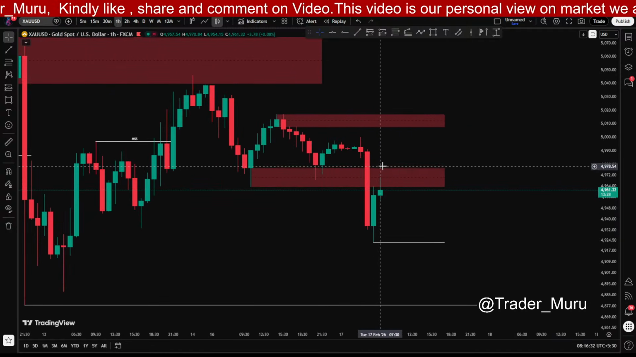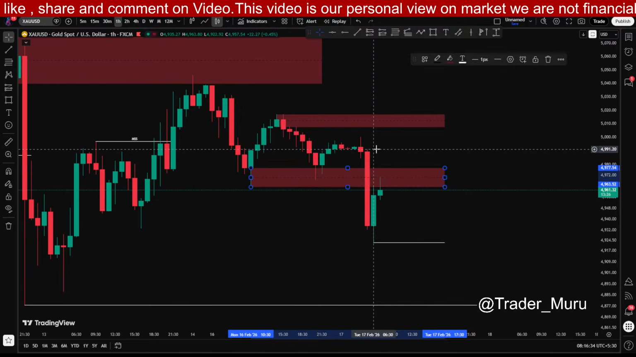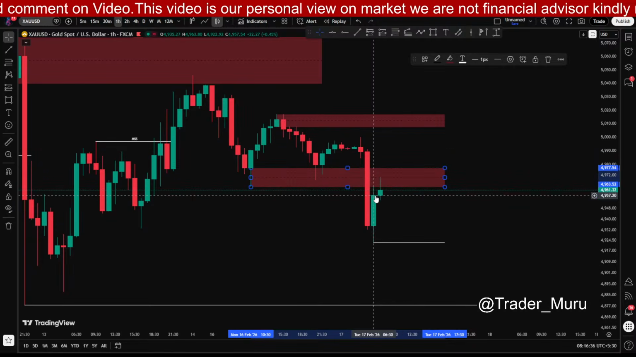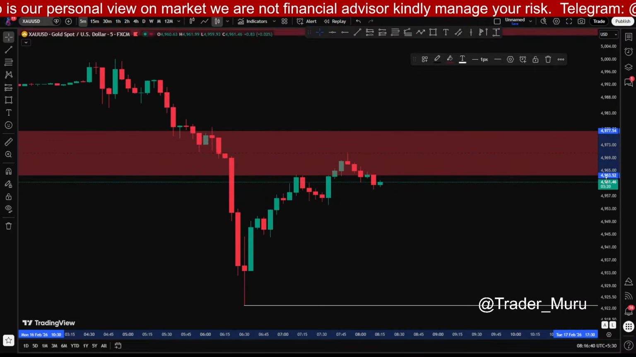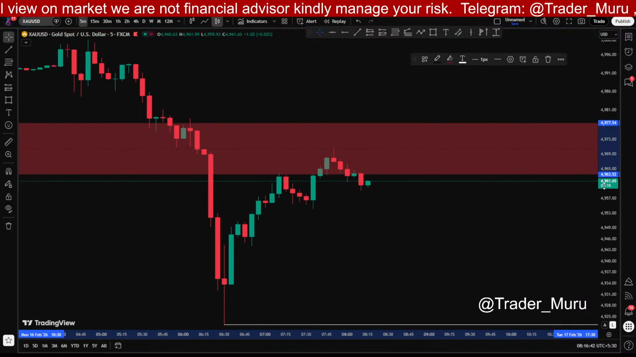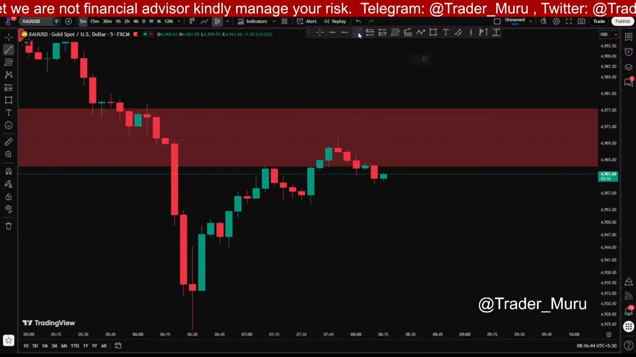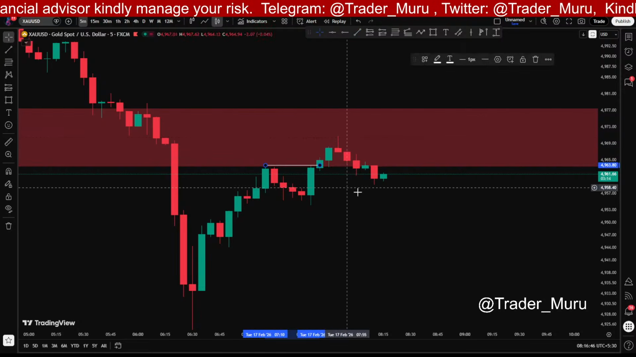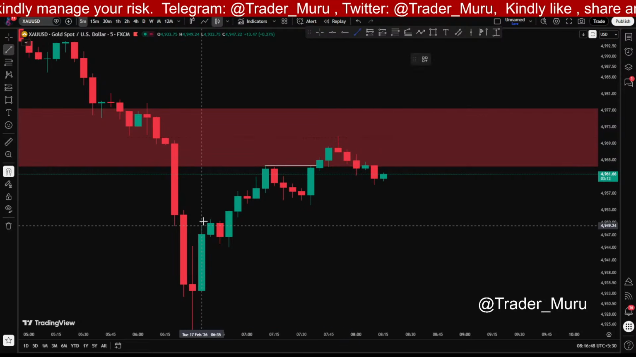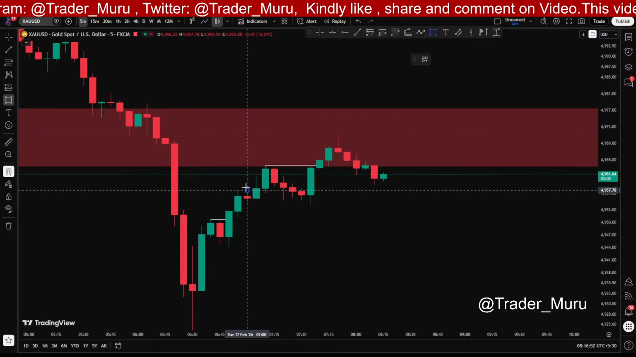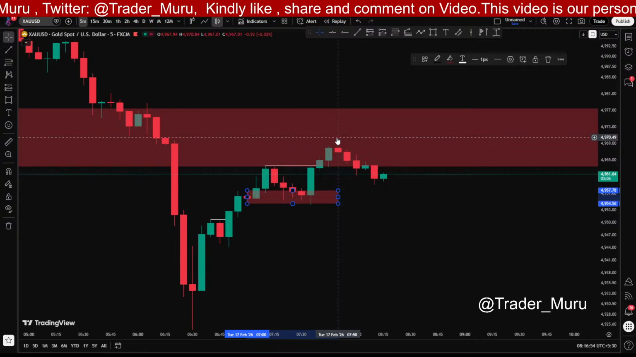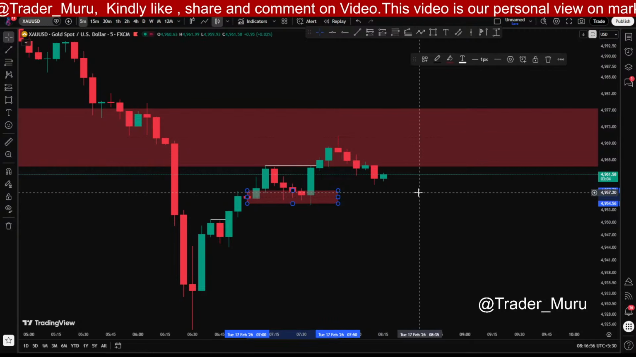Wait for the test of these areas, and you guys know how to confirm a short. In the 5-minute time frame, when we have a change of character, it is our short indication. Right now structure is bullish in the 5-minute time frame. See this, a continuous breakout structure to the upside.